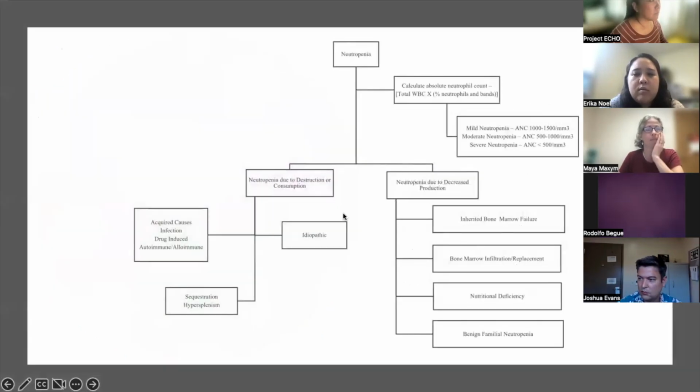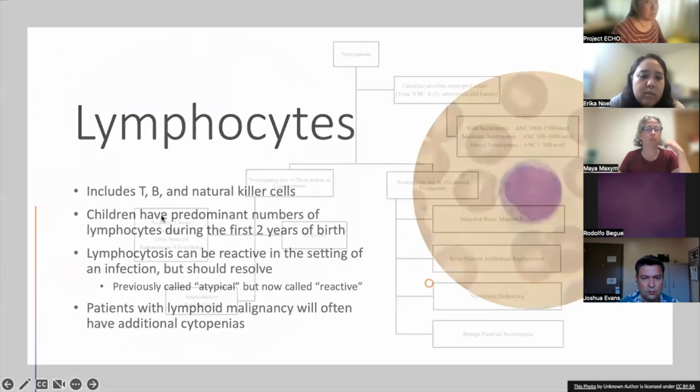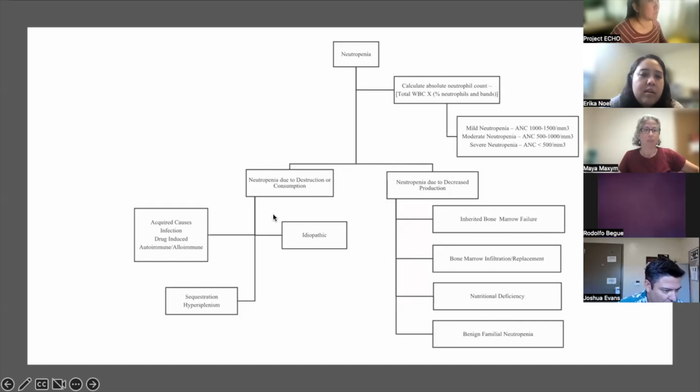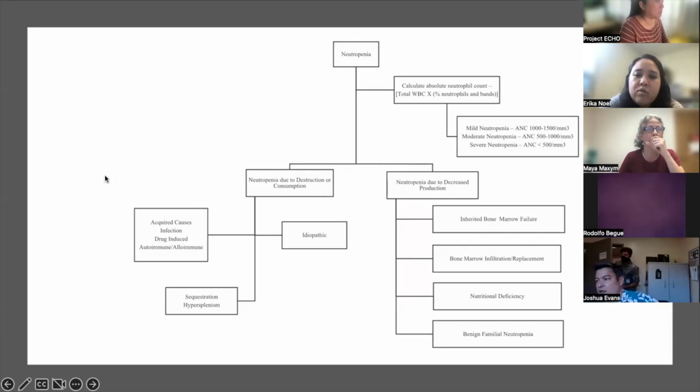What was kind of cool was that neutropenia can be broken down into 2 big categories: destruction or consumption, or decreased production. So if a patient has an acute infection with neutropenia, for example, a CBC should be repeated within 2 to 4 weeks. There are also drug effects over here that can cause neutropenia.